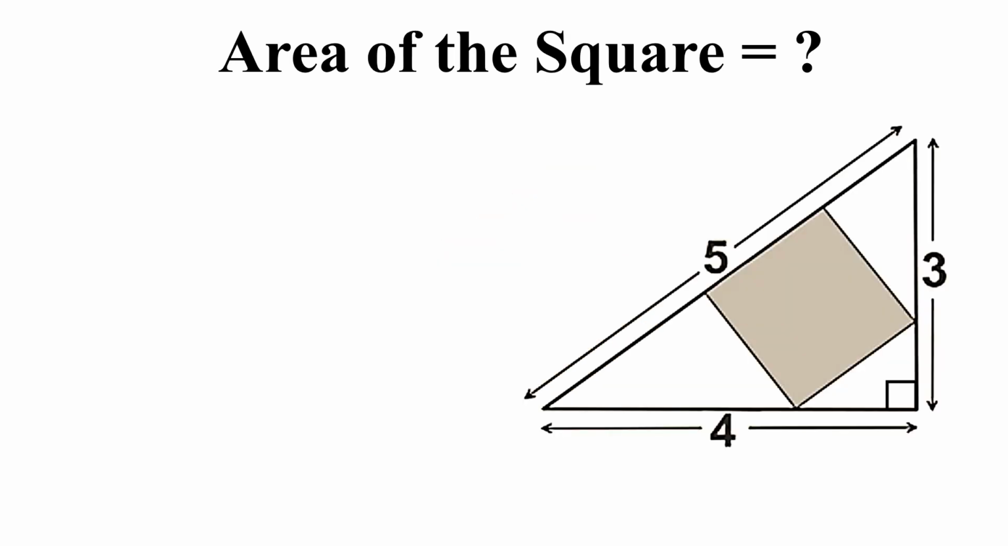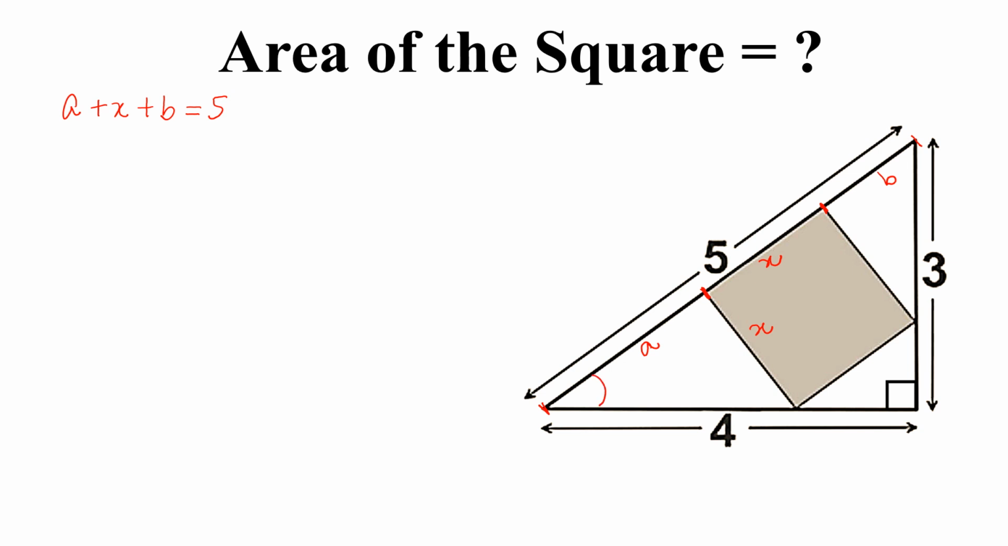Let's begin to solve the question. Let the side of the square be x and the length from here to here is A and from here to here is B. This length will also be x from here to here. Now we can write A plus x plus B equal to 5.